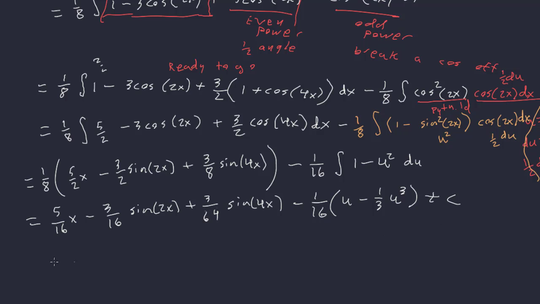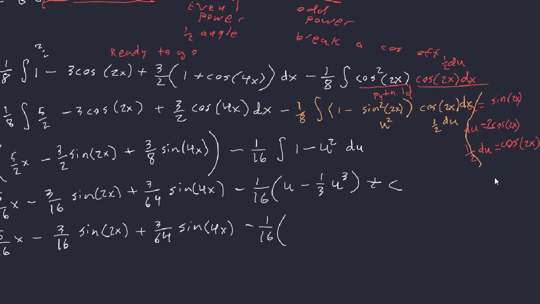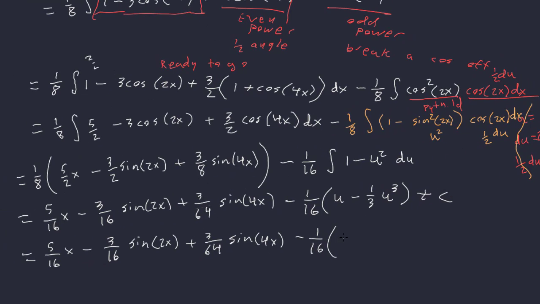And then all we need to do to finish this off is put our u back in. So our u, if we remember, was sine of 2x. So this will be sine of 2x minus a third sine cubed of 2x. Finish that off and put a plus c.